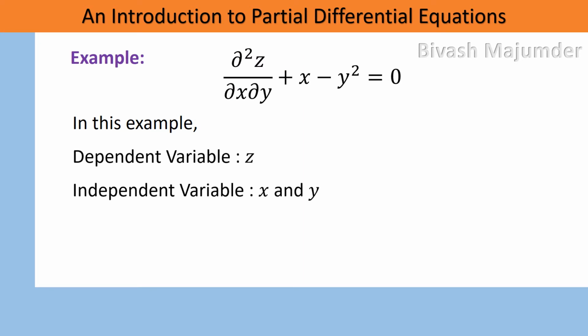Here is a simple example of a partial differential equation: ∂²z/∂x∂y + (x − y)² = 0. Here z is the dependent variable, and x and y are the independent variables.